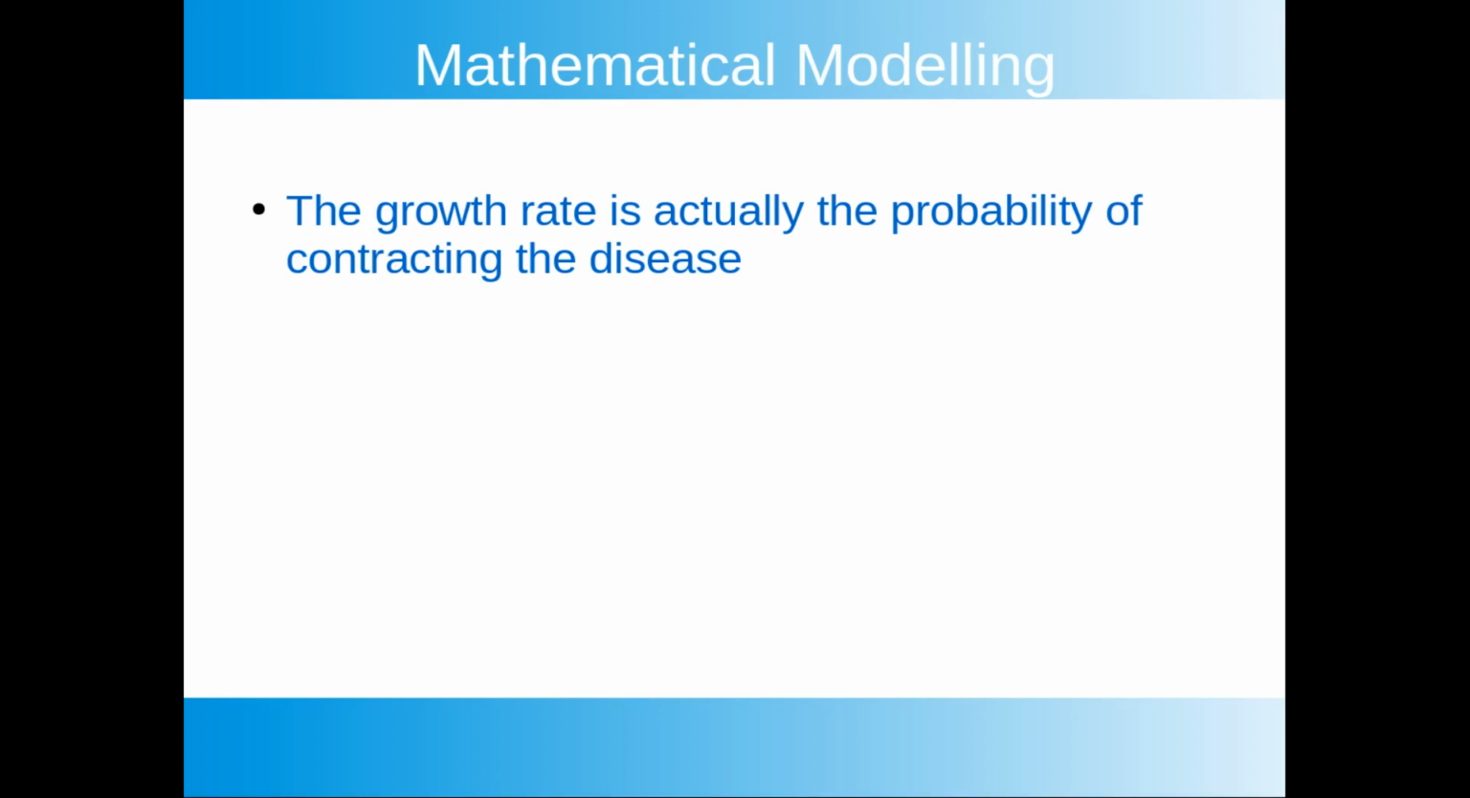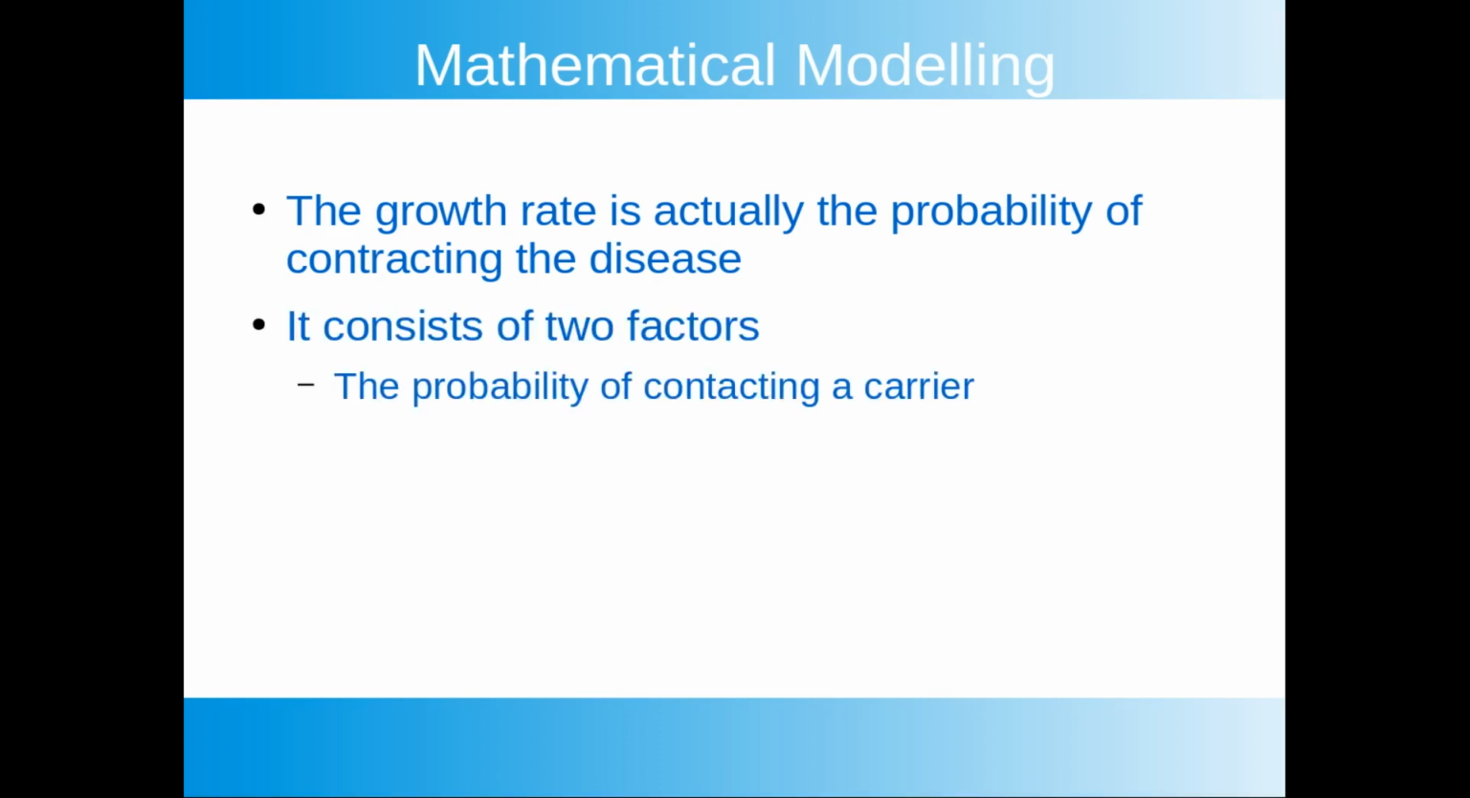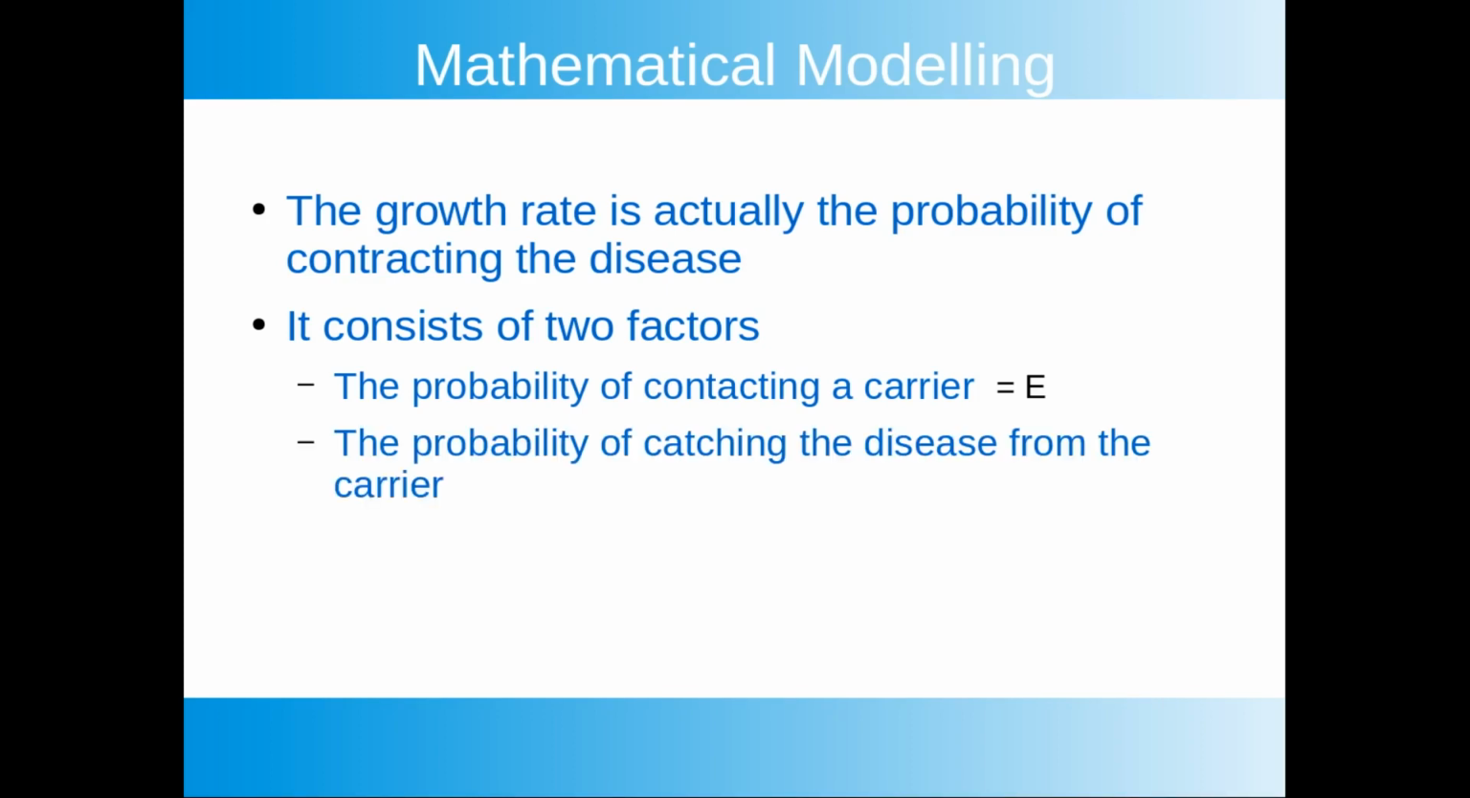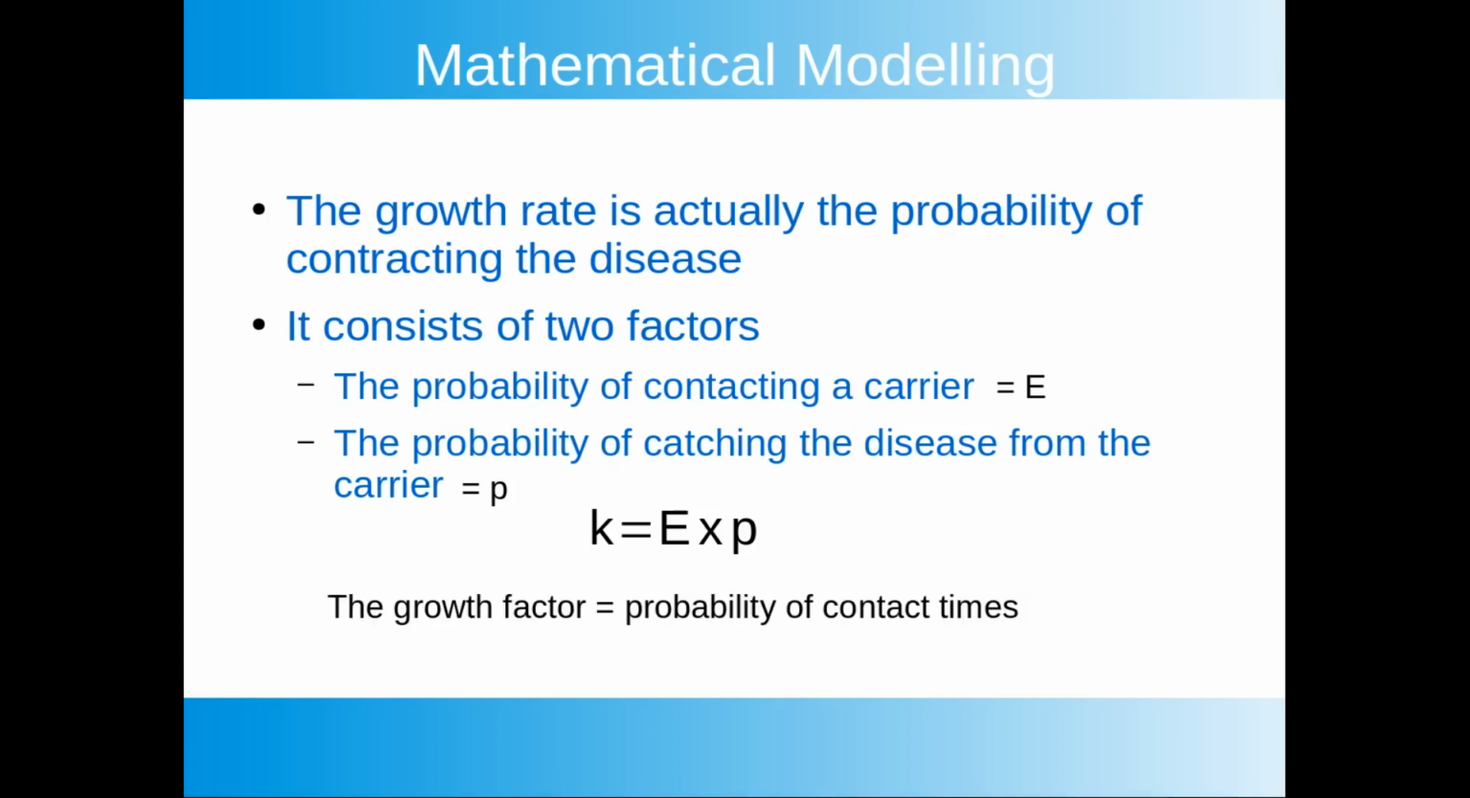The growth rate is actually the probability of contracting the disease. It consists of two factors: the probability of contacting a carrier, or if you're like the quarantine, how much quarantining is going on. That's represented by the capital letter E. Then the probability of catching the disease from the other carrier, which could represent personal hygiene, which is represented by the letter P. The growth factor is just equal to E times P, and the growth factor is then the probability of contact times the probability of infection.